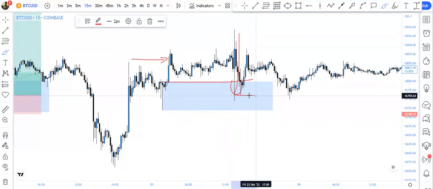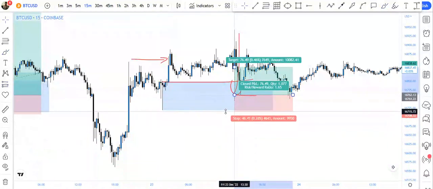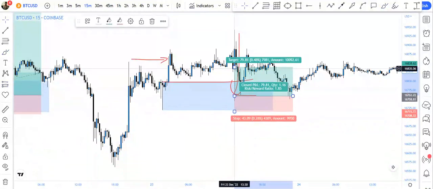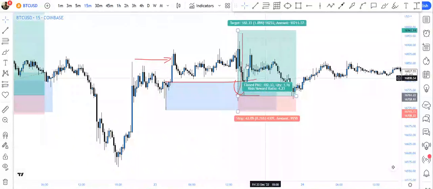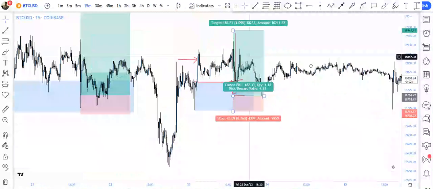Even if you take an entry at the 50%, this is definitely a beautiful 1 to 4.25, as you can see. But this is a news candle, but it's still valid.